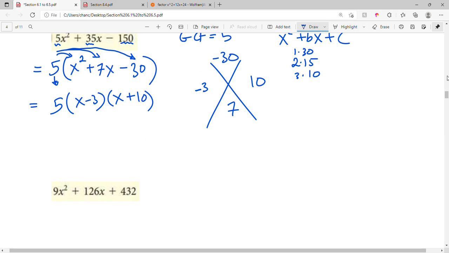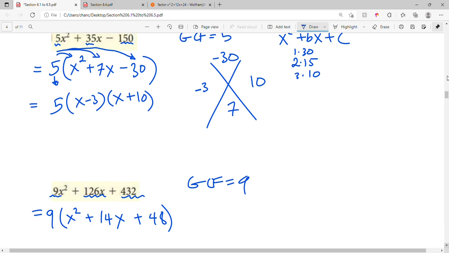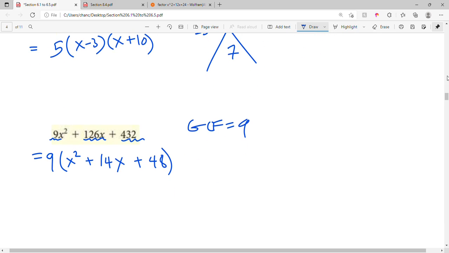In this question, again, we have a GCF. It looks like the GCF is 9. Let's factor out the 9 from every single term. That gives me x squared here, and 126 divided by 9 is 14, so we'll write 14x. 432 divided by 9 is 48. Since the 9 is factored to the front, it leaves me with something I can use the diamond method with.